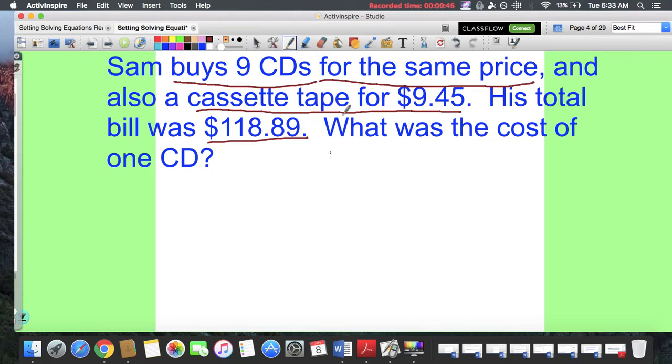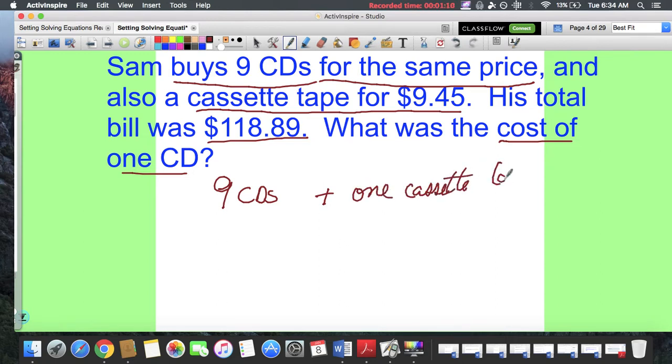So you can try to understand what's going on. We want to define our variable. We want to see what's the unknown. So the unknown is the cost of one CD. That's what we don't know. So we can write it like this: 9 CDs plus one cassette tape is going to give us a total of $118.89. That's what we know.